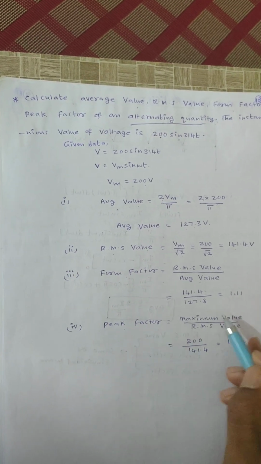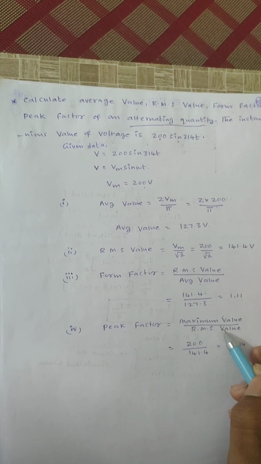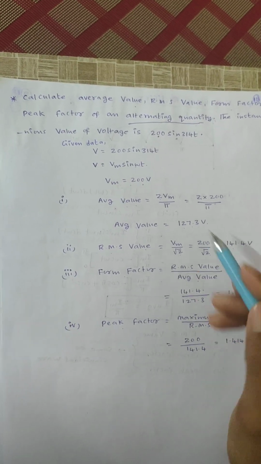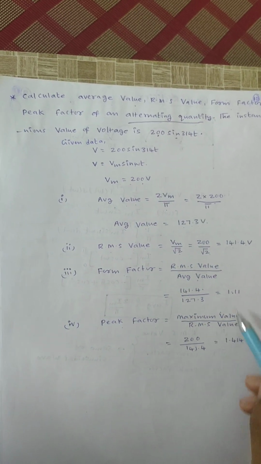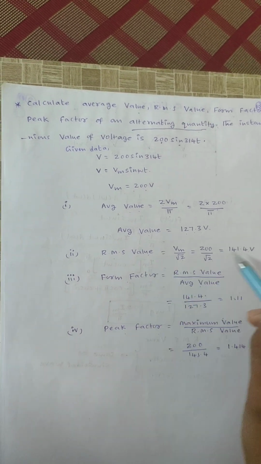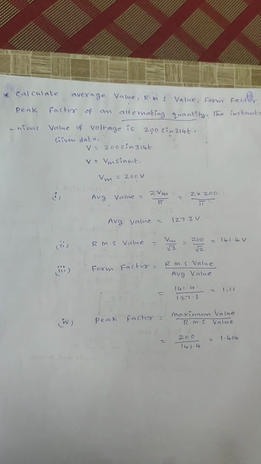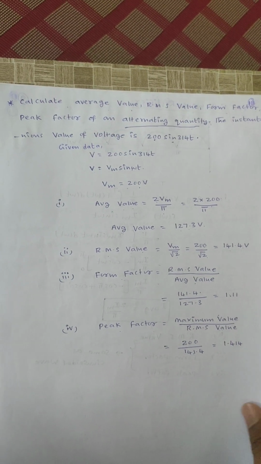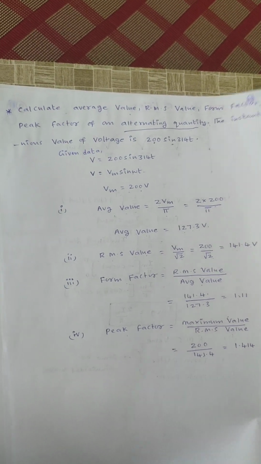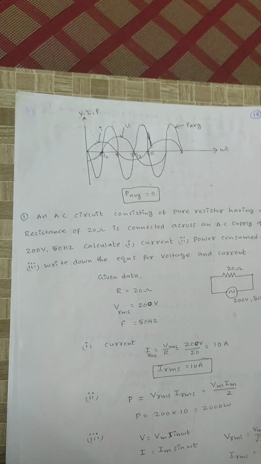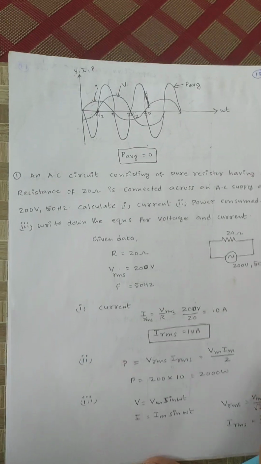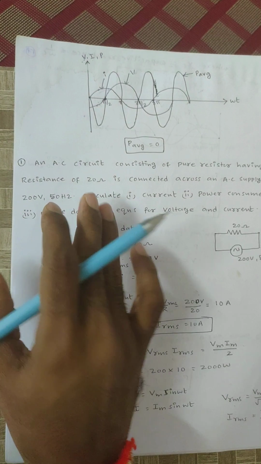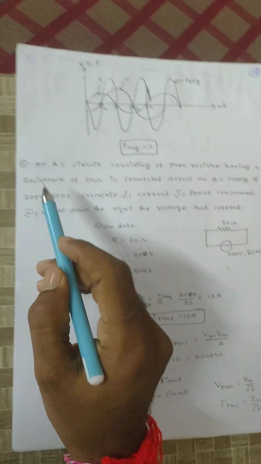Similarly, peak factor equals maximum value divided by RMS value. Maximum value is 200 and RMS value is 141.4, then you get peak factor as 1.414. Okay, this is one problem, based upon a sinusoidal voltage or AC voltage. Now we will solve problems on resistor, inductor and capacitor.